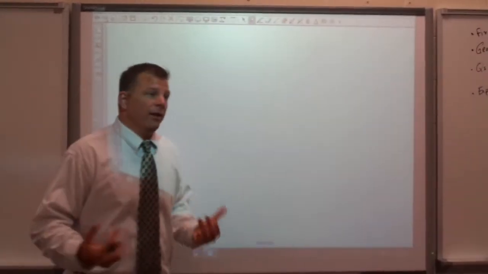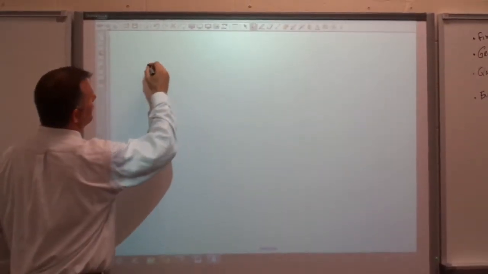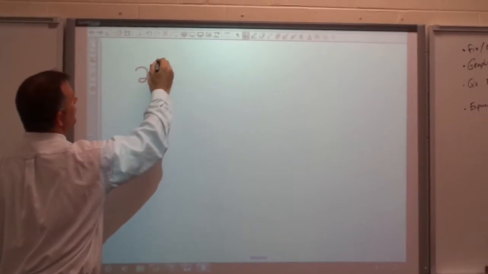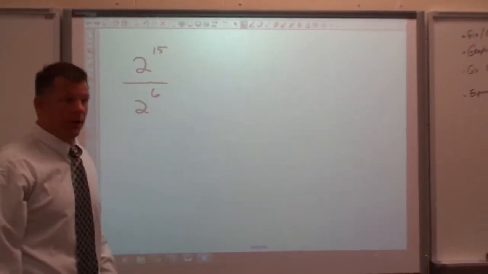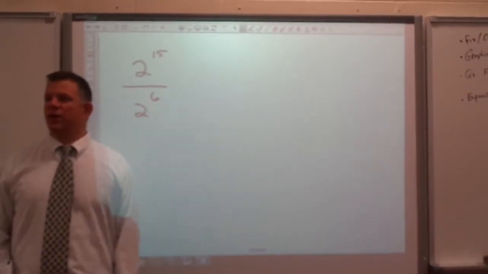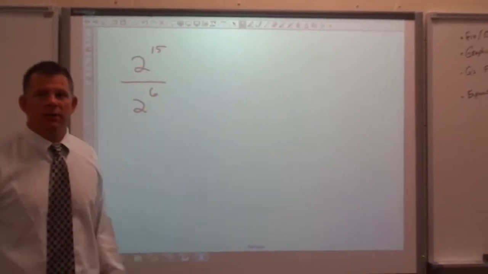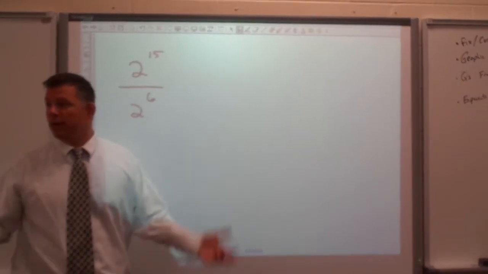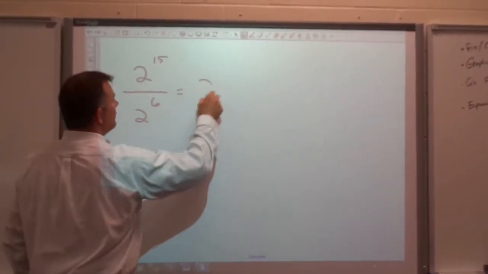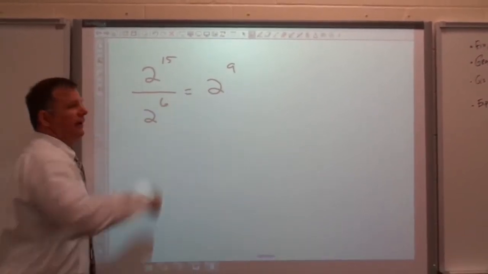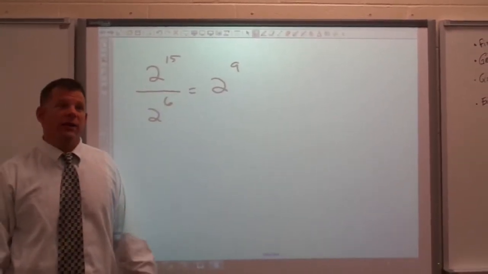What we want to talk about a little bit is the difference when I have something like 2 to the 15th over 2 to the 6th. Just the rest of you guys kind of watch. What should this answer be? Anybody? You want to be on film? 2 to the 9th. You're right. When dividing common bases, subtract the exponents.